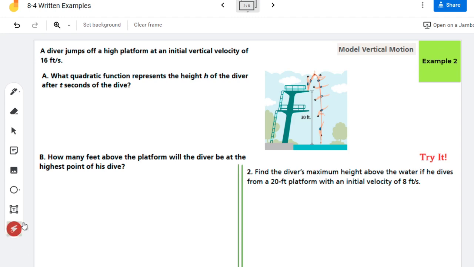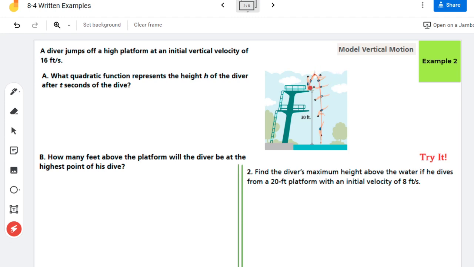So in this problem, we're looking at a diver who's jumping off of a high platform with an initial speed or initial velocity of 16 feet per second. Now understand this is the initial vertical velocity, so that means straight up. This is a concept called vectors, which they deal with a lot in physics. The vertical velocity of this person traveling does not affect their horizontal velocity. So how much they're going up here is not affecting how much they go to the side.